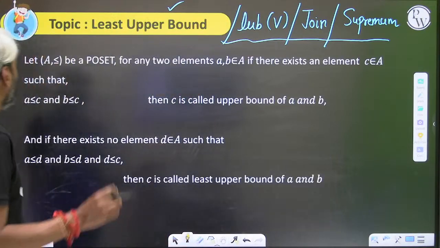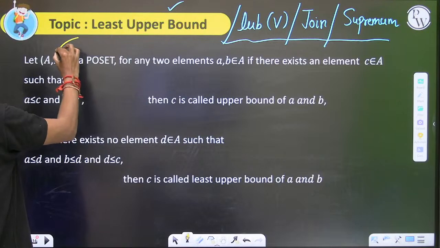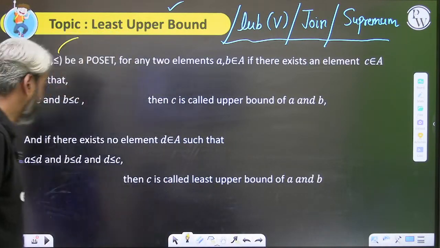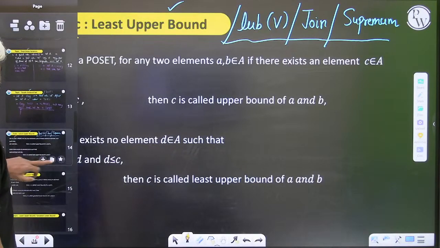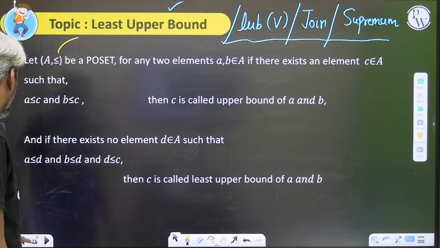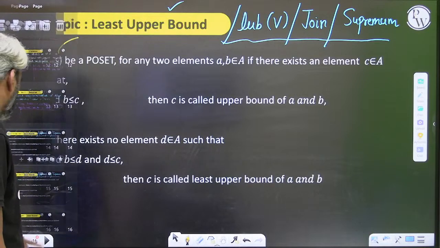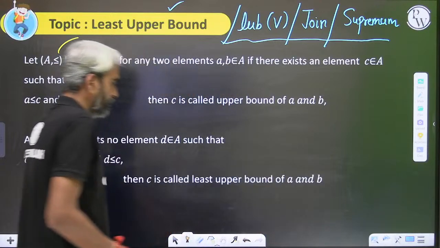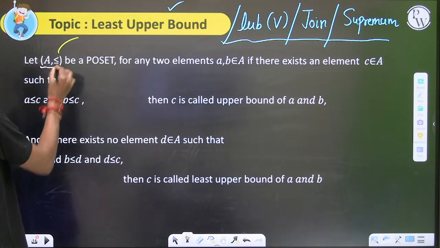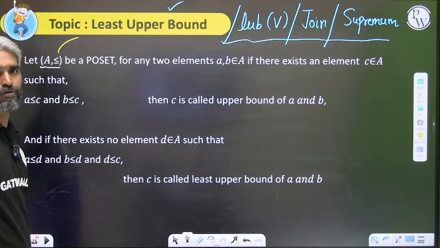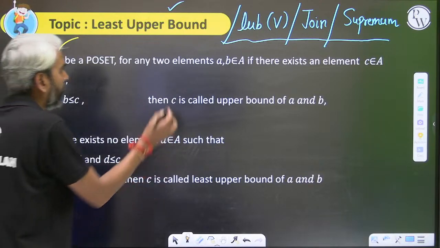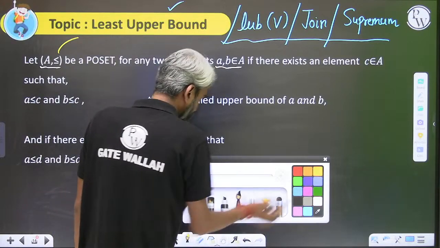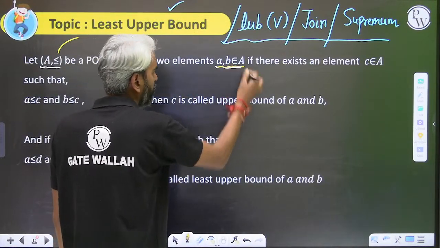It will be very easy to understand in terms of less than or equal to, therefore I am defining it with respect to less than or equal to, but I can generalize it for any relation R. So let's assume that A with respect to the relation less than or equal to is a partially ordered set. For any two elements a, b belonging to set A, they need not be distinct, they may be the same also.